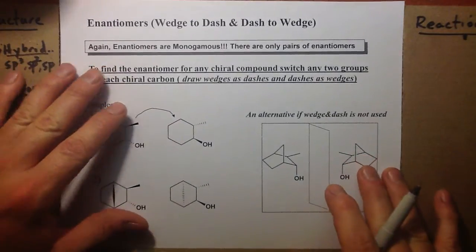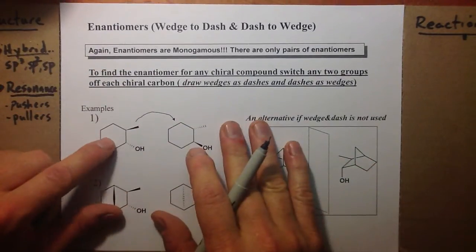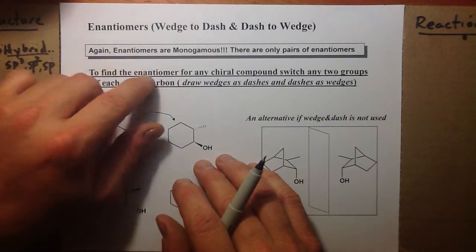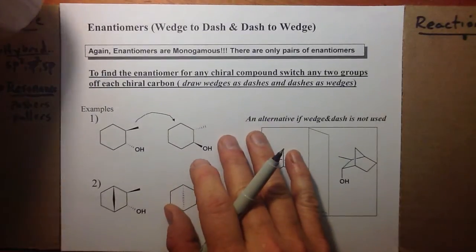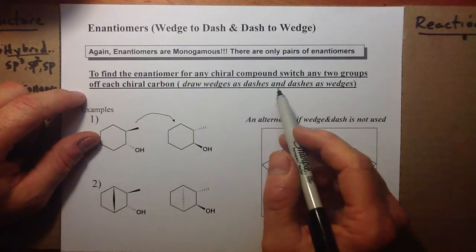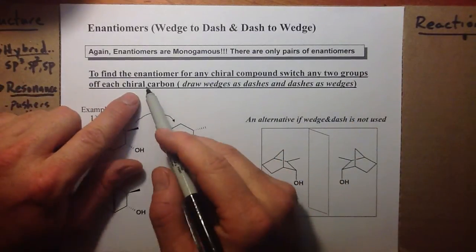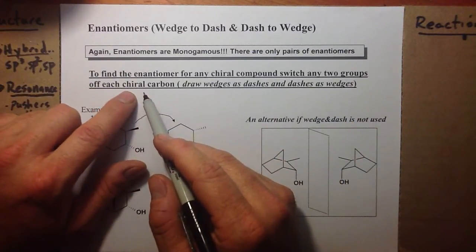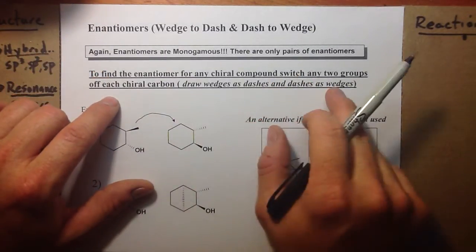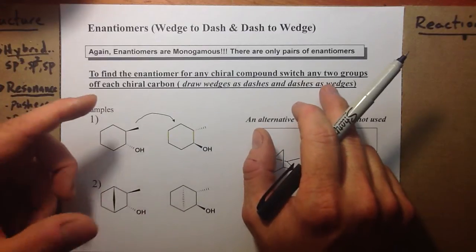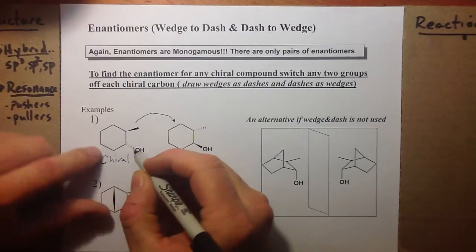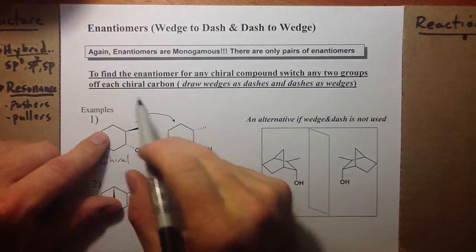Now we can find enantiomers very quickly for any chiral molecule by doing a little trick. I'm just going to talk about these molecules. We can see this first example does not have a plane or point of symmetry. And since enantiomers are monogamous, there are only pairs of enantiomers. To find the enantiomer for any chiral molecule, switch any two groups off of each chiral carbon. We're going to get to what this means. But in general, if you have wedges and dashes within a representation that you know is chiral, and we say, how do you know this one's chiral? Let's just go back to the old definition.